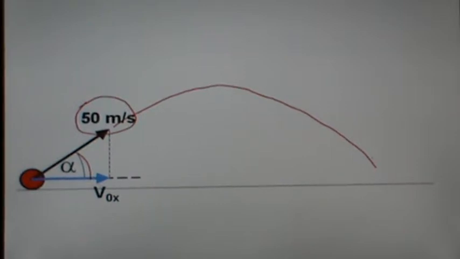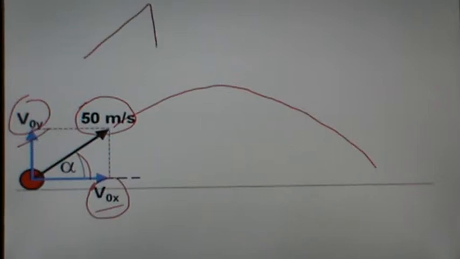This is the initial velocity in x direction. We call that V0x, and also the initial velocity in y direction, or V0y. And now it's a mathematical calculation to find the value of V0x and V0y. And we can use a right angle triangle here.